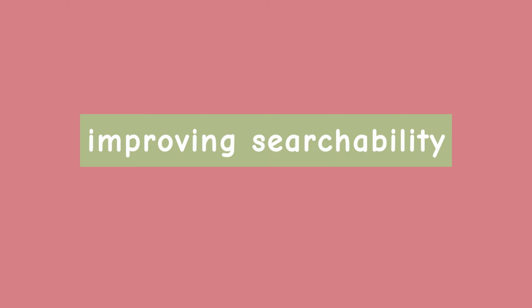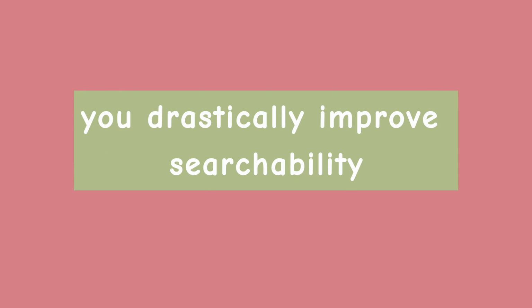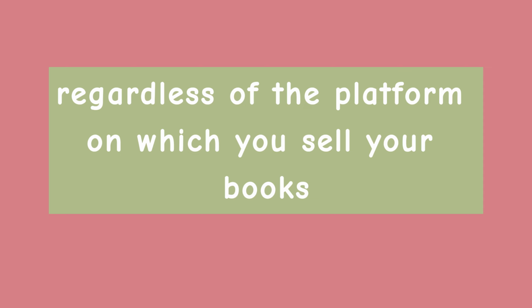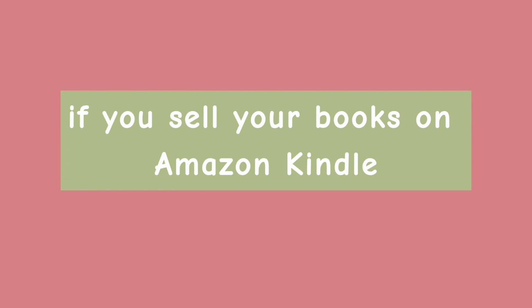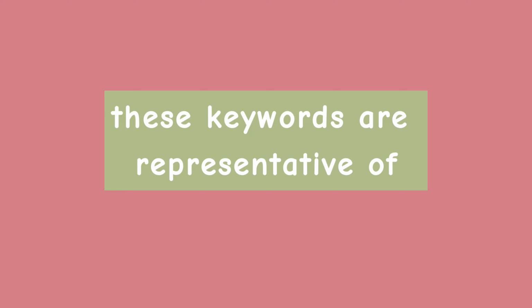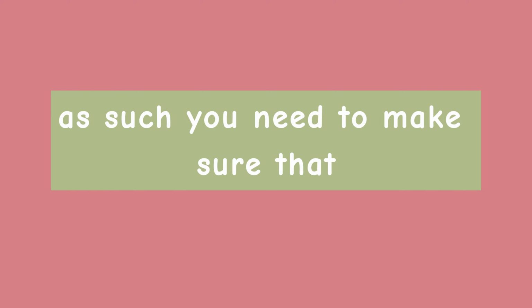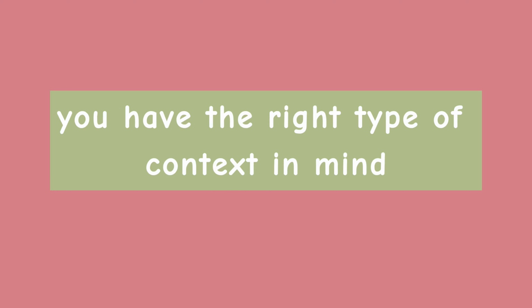Improving searchability. When you have a clearly defined genre, subgenre, and title, you drastically improve searchability. This is key regardless of the platform on which you sell your books. For example, if you sell your books on Amazon Kindle, readers search for topics based on keywords. These keywords are representative of the topic they're looking to read about. As such, you need to make sure that you have the right type of context in mind.